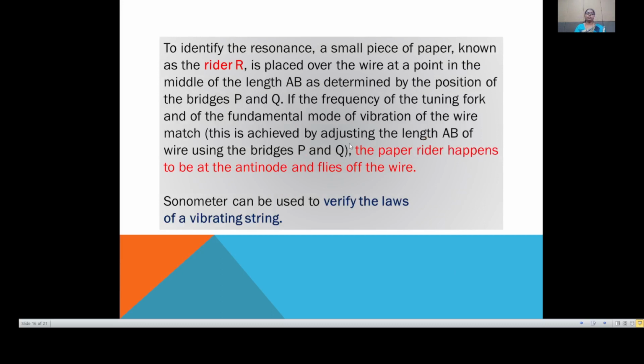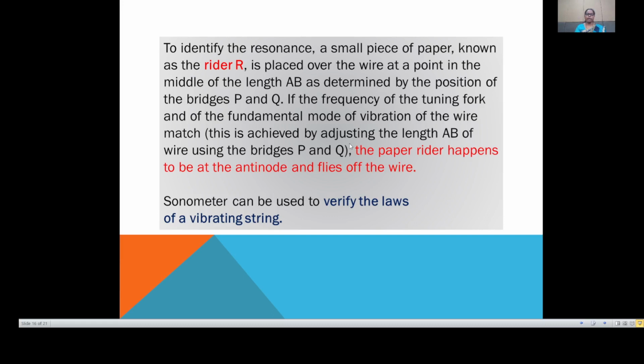To identify the resonance, a small piece of paper known as a paper rider R is placed over the wire at a point in the middle of the length AB as determined by the position of the bridges P and Q. If the frequency of the tuning fork and of the fundamental mode of vibration of the wire match, this is the resonance, found by adjusting the length AB of the wire using the bridges P and Q. The paper rider happens to be at the antinode and flies off the wire.